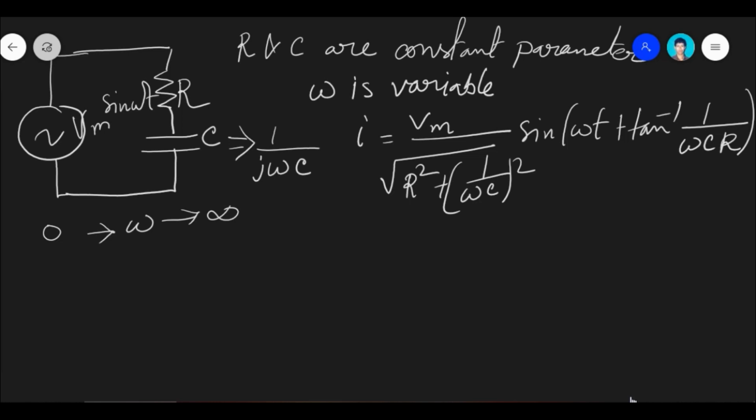But before we start, think about the physical situation. When you make omega equal to 0 radian per second, then it indicates your supply is a DC supply. And what happens when we put a capacitor in a DC supply? As we know that all these diagrams, for this locus diagram also, like phasor diagram, it is only applicable to steady state condition. Here I would like to make this point.